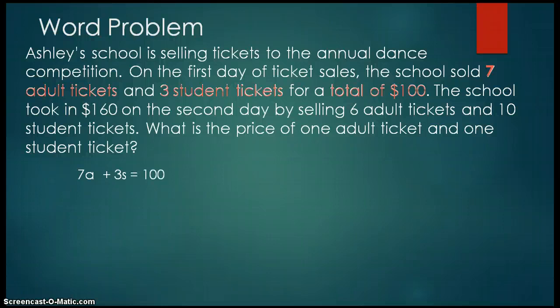On the second day, the school took in $160. They sold 6 adult tickets, so we have 6A plus 10 student tickets, so plus 10S, and that would equal a grand total of $160. What is the price of 1 adult ticket and 1 student ticket?